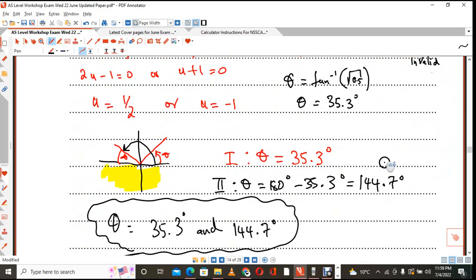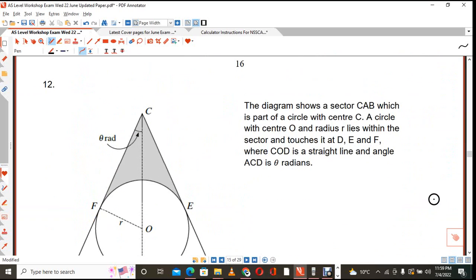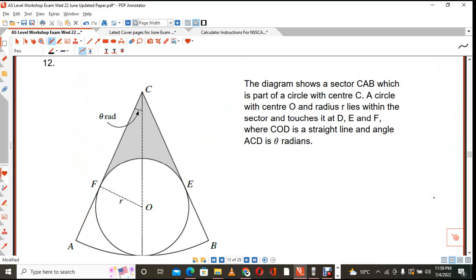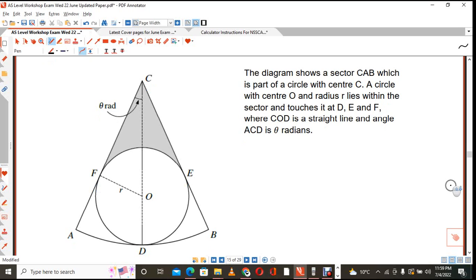Okay, so we are going now to the next question, question 12. We have a diagram here that shows a sector. The sector is CAB, which is part of a circle with center C. So the whole thing is a sector of a circle.